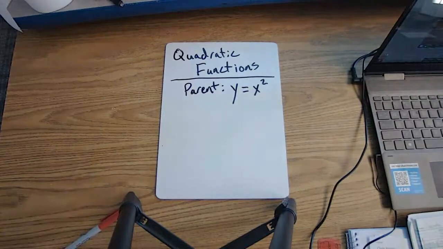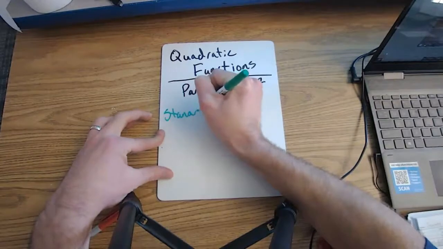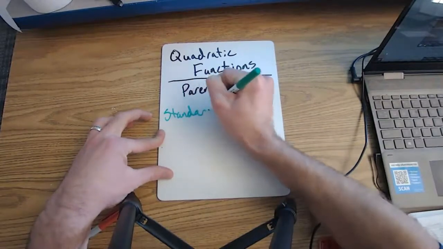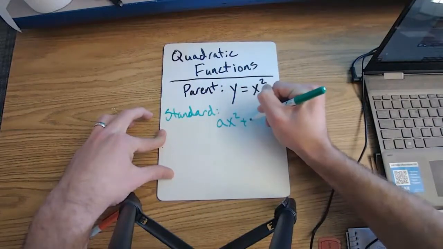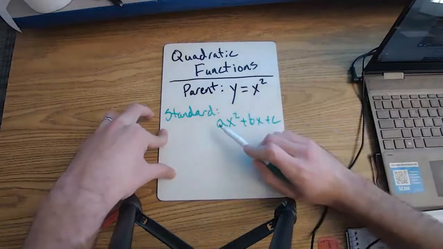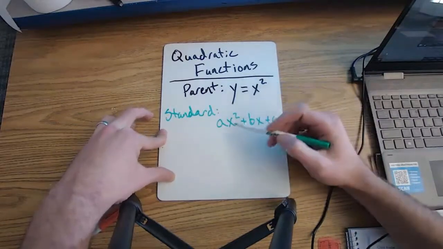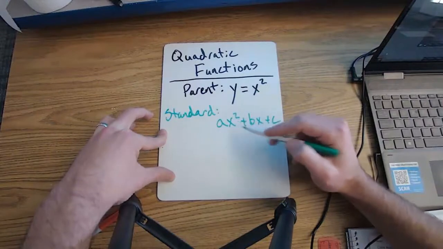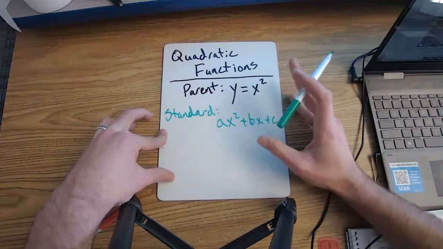Okay, now for these quadratic functions we have three ways we can represent them. We have standard form, and that is ax squared plus bx plus c. Okay, a, b, and c are just numbers. Okay, so what we have here is our standard form, and a, b, and c we're going to use to sort of analyze what our quadratic is going to look like.